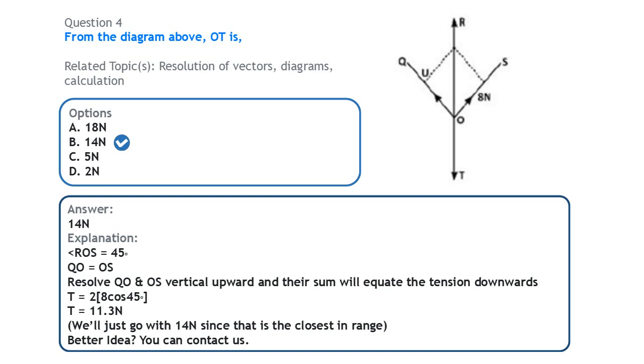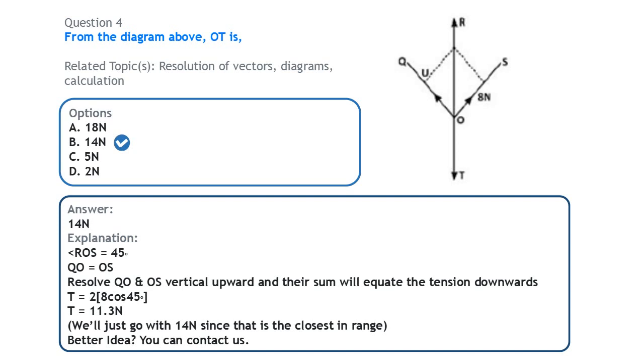To get the value, what I want to do here is resolve this force in the vertical. I'm assuming that these two forces, QO and SO, are perpendicular, meaning the angle between them is 90 degrees. If I divide it into 2, the angle will be 45. Then I'll resolve this in the horizontal. That's going to be 8 cos 45 degrees.